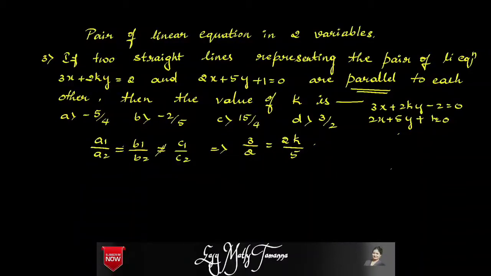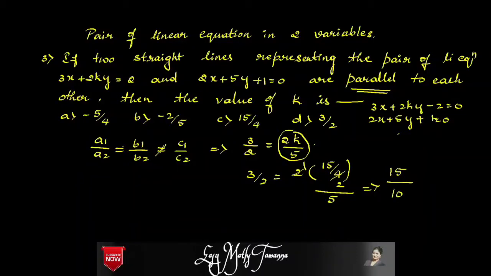We want 3 by 2 as the total answer. So 3 by 2 is equal to 2 into k divided by 5. When I put k as 15 by 4, automatically it cancels. 2 ones are 2, 2 twos divided by 5. Next it will be converted into 15 divided by 2 fives are 10. When I cancel, 3 by 2 is equal to 3 by 2.